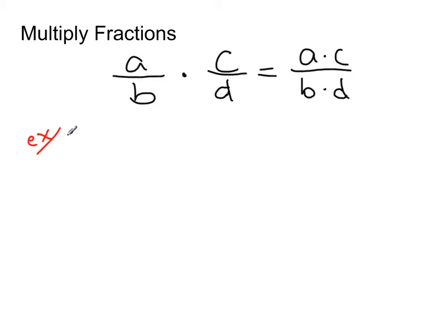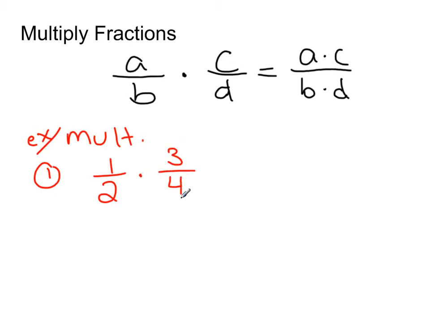Let's say, for example, we're asked to multiply. Our first one is 1/2 times 3/4. We have a couple different numbers: 1, 2, 3, and 4. When we multiply straight across, 1 times 3 is 3, and 2 times 4 is 8. Now we check, can we reduce 3/8? Is there anything that can go into 3 that can also go into 8? There's nothing, so this is our answer, and we're done.